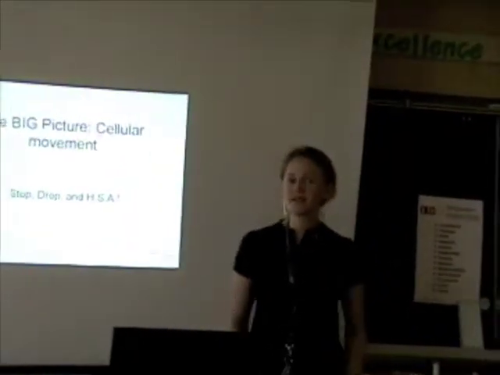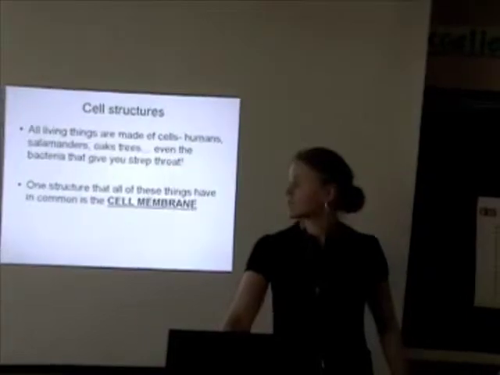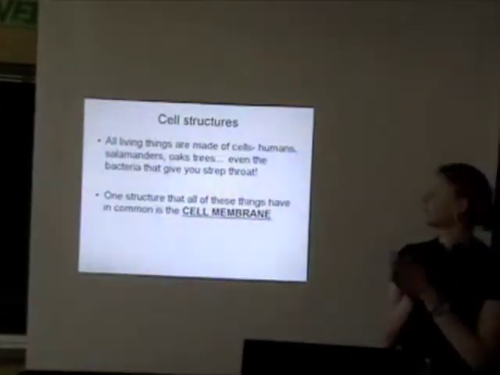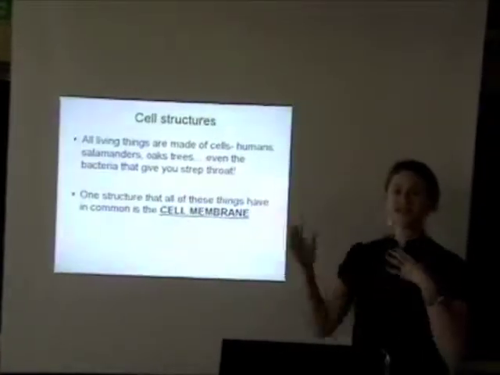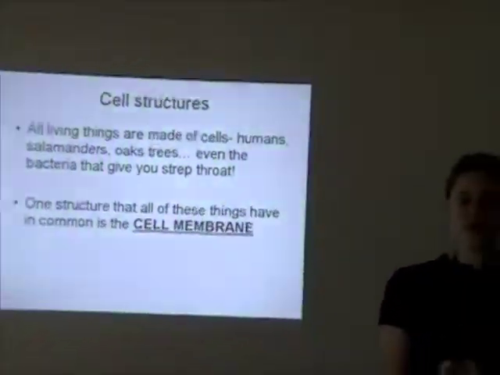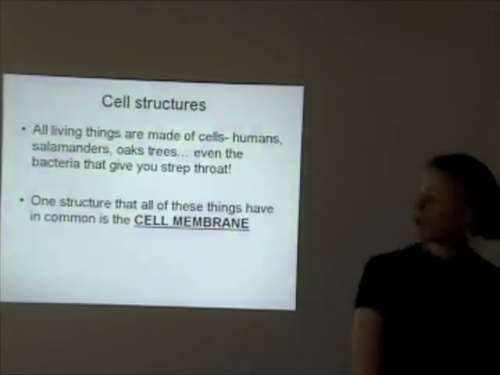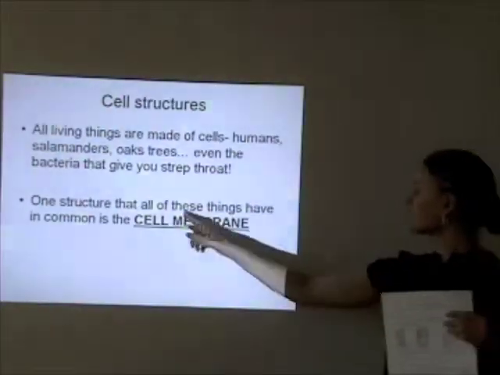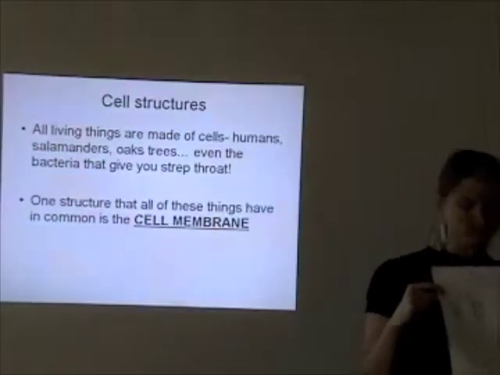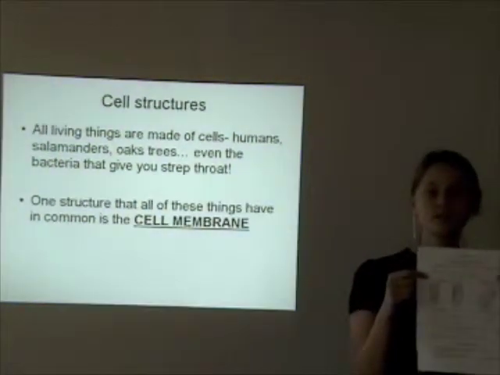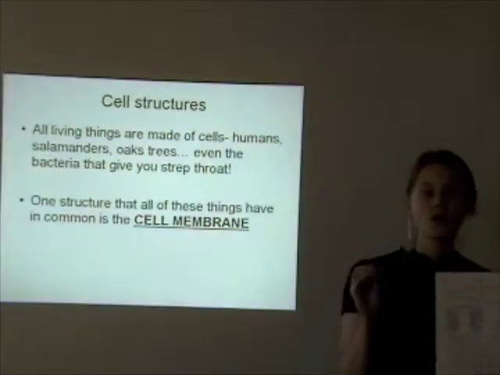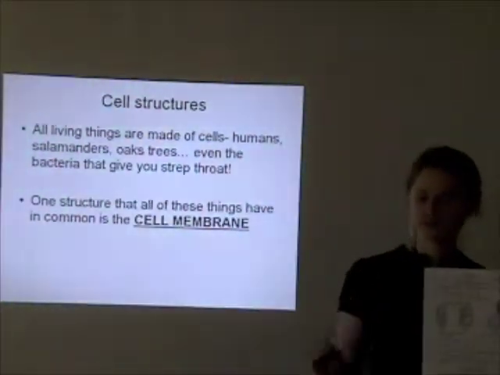Alright, so we're looking at the big picture of cellular movement today. And the first thing we need to think about is that all living things are made of cells. So humans, salamanders, oak trees, even the bacteria that gives you strep throat is made up of cells. One structure that all of these things have in common is the cell membrane. So go ahead and write in the cell membrane in the second bullet here as one structure that every cell, from bacteria to humans to plants, all those cells have in common: the cell membrane.